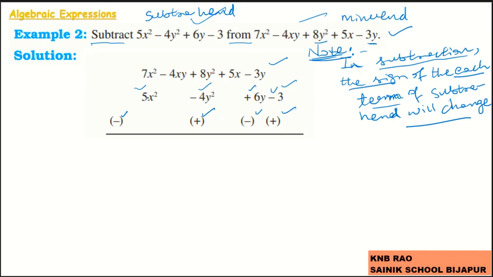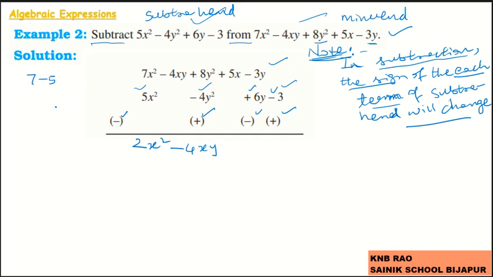Now the nature of 5x square is minus 5x square. The nature of minus 4y is plus 4y. The nature of 6y is minus 6y. And the nature of this 3 is plus 3 now. Now the new answer will be 7 minus 5 gives you 2x square. Minus 4xy has no like term at all down below, and it is there in the minuend, so it does not have any change in its sign, it comes as it is.